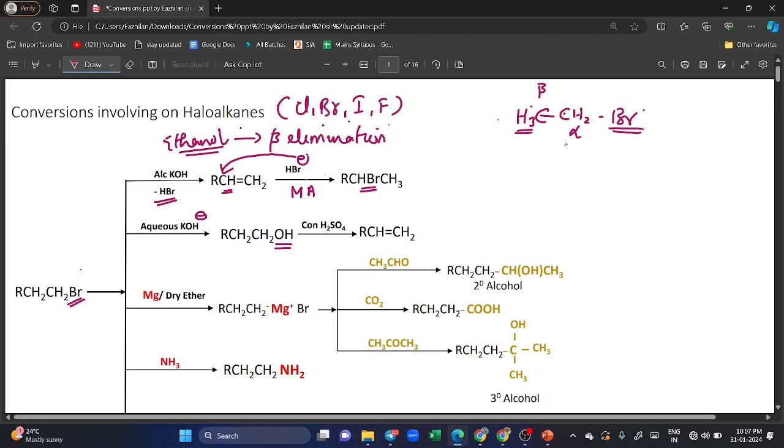If you use any concentrated acid like sulfuric acid, this OH and one hydrogen from this carbon eliminate as water, minus H2O, and it again gives you an alkene. This reaction is also called dehydration of alcohol. So if you want to dehydrate the alcohol, what reagent should you use? You should use any concentrated acid.